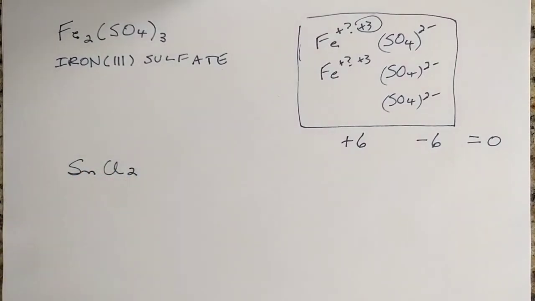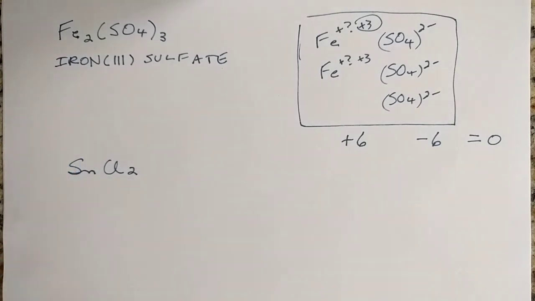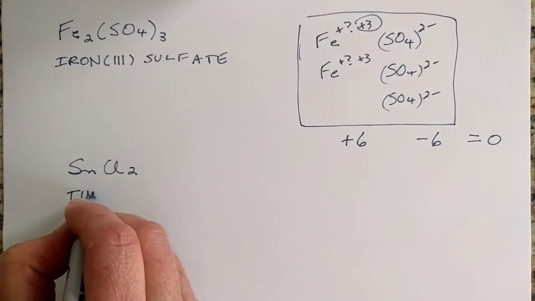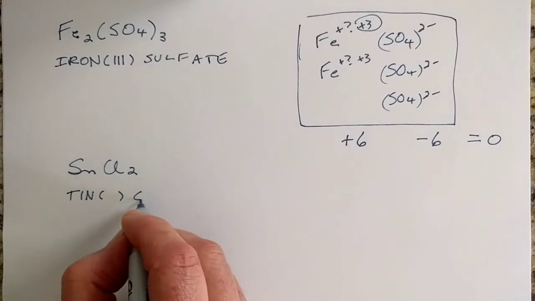SnCl2. Okay, so we look at where Sn is on the periodic table. That's tin. That is a P block metal. So it is not in group 1, it is not in group 2, it's not part of the slide, so that means it must have a Roman numeral in the name. So tin, open parentheses, Cl, that's the chloride ion.